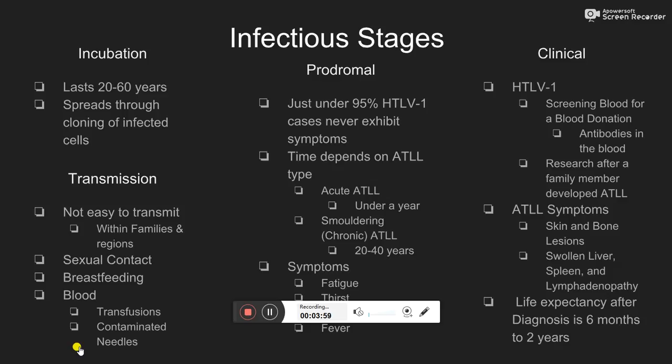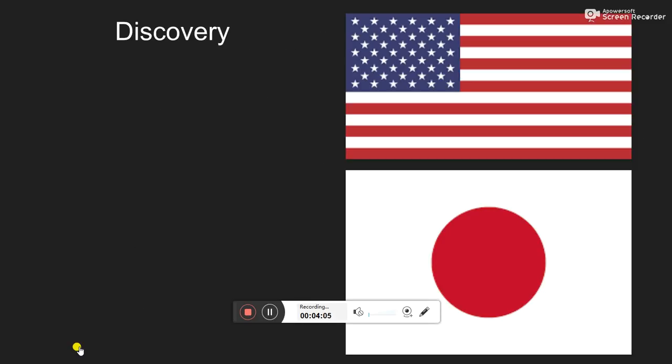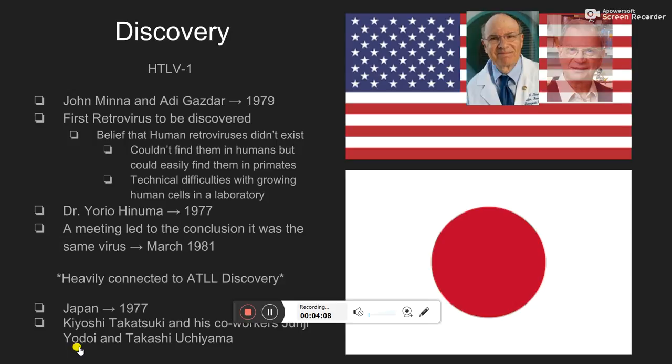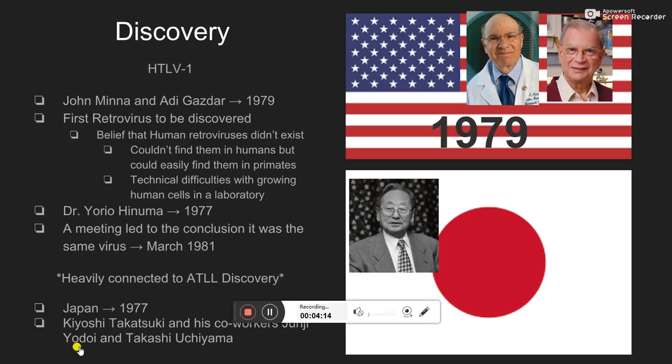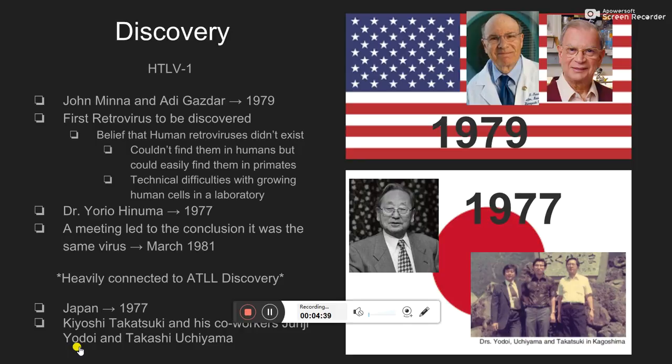HTLV1 was discovered in America by John Minna and Adi Gadzar in 1979. It was the first retrovirus to be discovered because we believed that human retroviruses didn't exist, as we couldn't find them in humans, but we could easily find them in primates and other animals, as well as technical difficulties which hampered efforts to grow human cells in the laboratory. A meeting in March of 1981 led to the realization that Dr. Yori Hanuma of Japan had 2 years earlier discovered the same exact virus. This discovery was the precursor to the ATLL discovery in 1977 in Japan by a group of Japanese doctors.